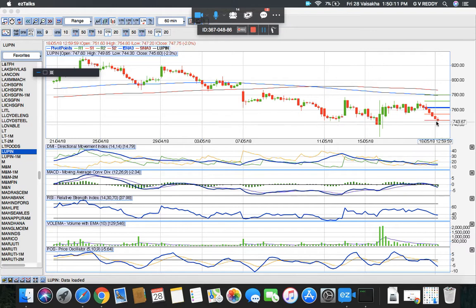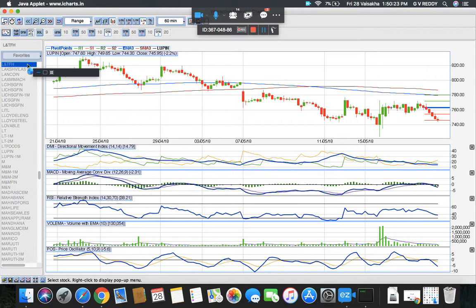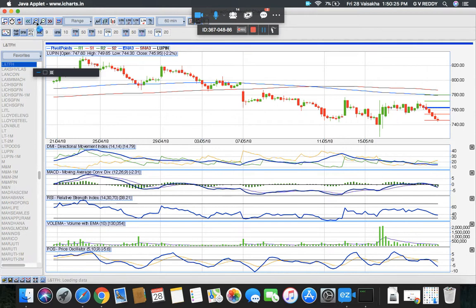Okay, so those who want to wait for this stock to close below this particular low, the candle will close at 2 o'clock. Sorry, right now it is about 1:50. In another 10 minutes the candle will close. After that you can consider, if it is closing below 746, then we can consider selling this particular stock. The reason is Lupin has moved from 730 to 745, so that's almost 20 to 25 points. So you need to wait for the confirmation before you take the trade.